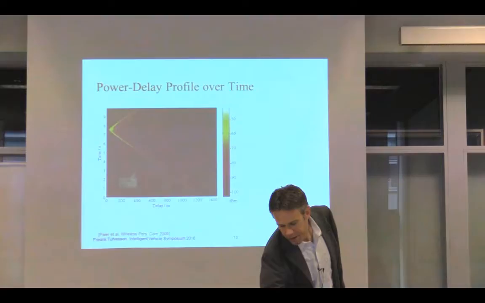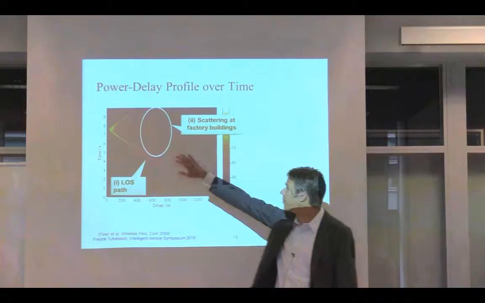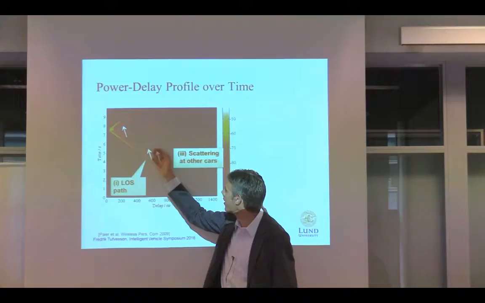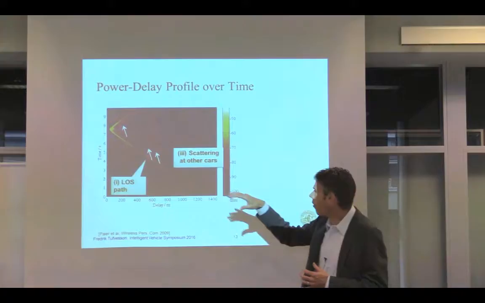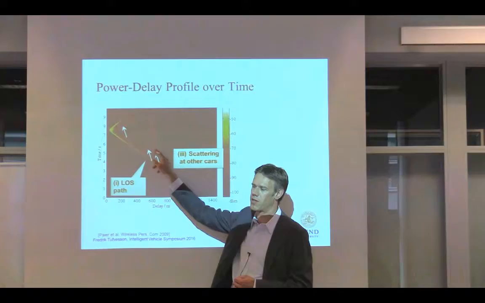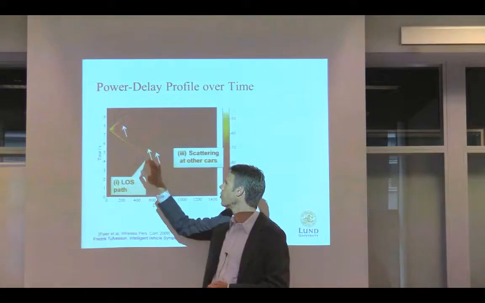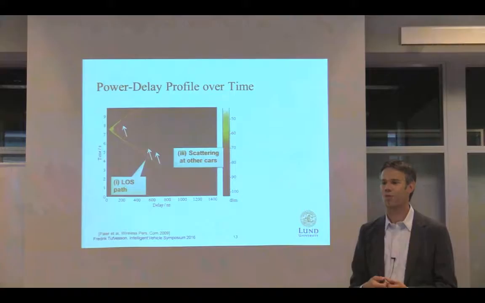Now we can think of what those components actually are. We see it's a line of sight component there. Those ones are actually contributions from those factory buildings that we had beside the road. And those other lines here are scattering from other vehicles. And for positioning, we can now use all those things. We can use the scattering because we have quite a good distance measure to those factory buildings at the side. We have quite a good relative speed measurement to those other cars. And we also have quite a good distance estimate to those other cars. Those are really nice signals that we should use for positioning if we want to go beyond what we can get with GPS only.